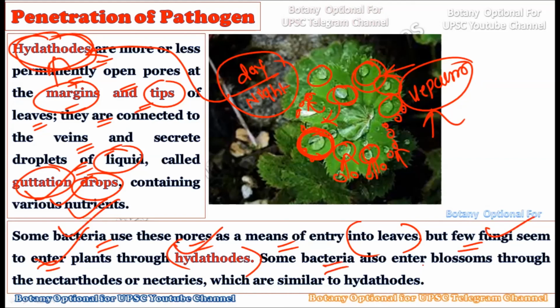Now, some bacteria also enter the blossoms through the nectarthodes or the nectaries, which are similar to the hydathodes. So there is another structure which is very similar to the hydathodes. It is called the nectarthodes, and these can also be utilized by bacteria to enter within the plant body. So when we talk about natural openings, the stomata are famous. Then there is another structure called the hydathodes. These hydathodes also provide a very good means to enter within the plant body naturally.